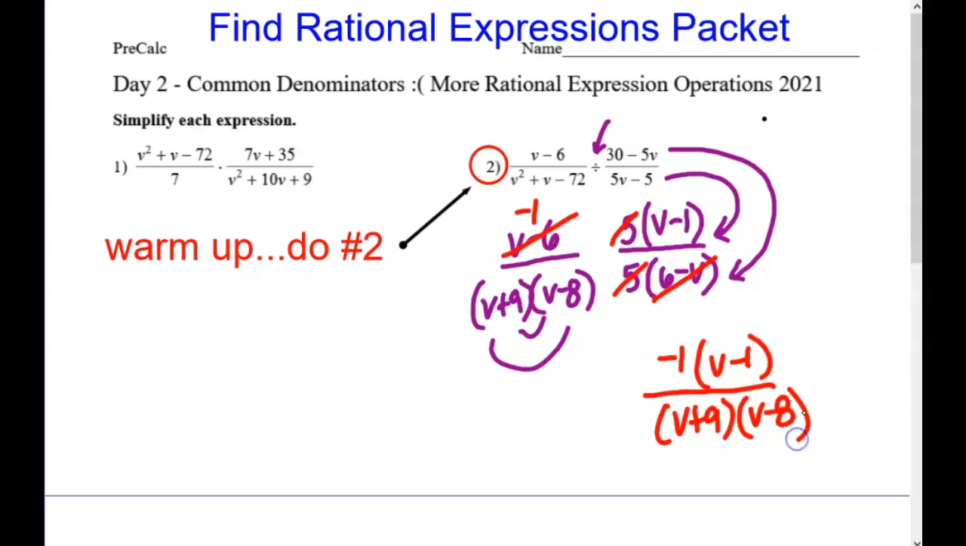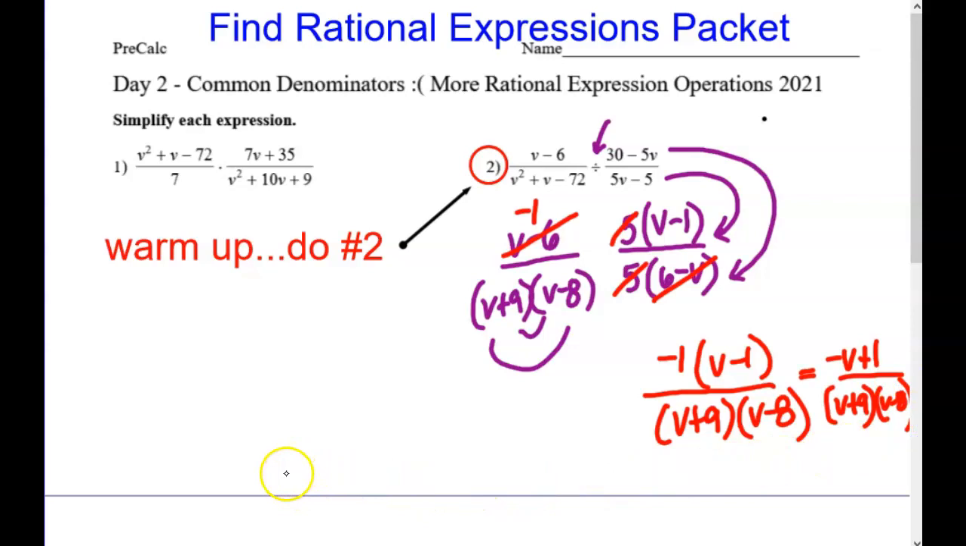The answers are on the back, upside down at the bottom, I think. Maybe for this part too. Just checking my answers here. Yeah, the only thing, did they distribute the negative through the top? Yes, so they made this negative v plus 1 over v plus 9, v minus 8. Boy, I can't scrunch that in there too much.